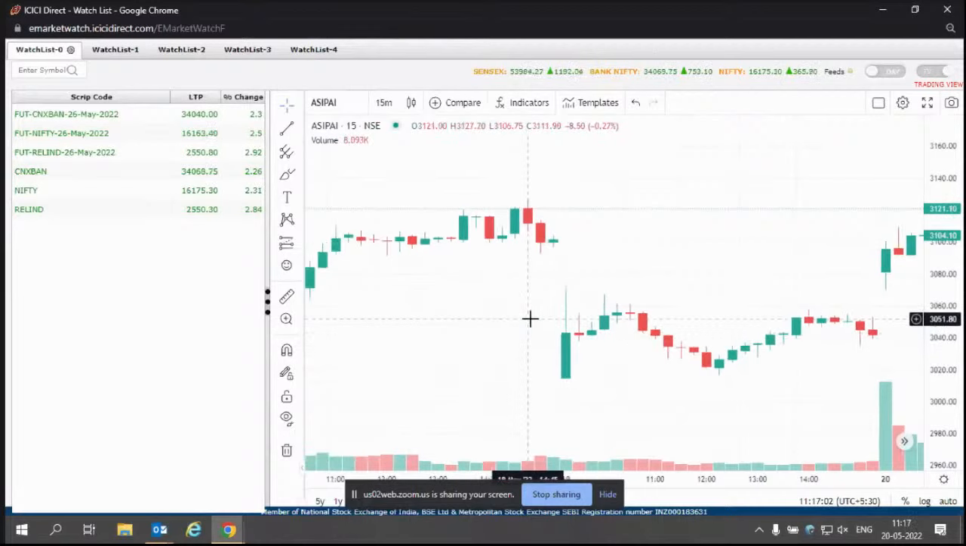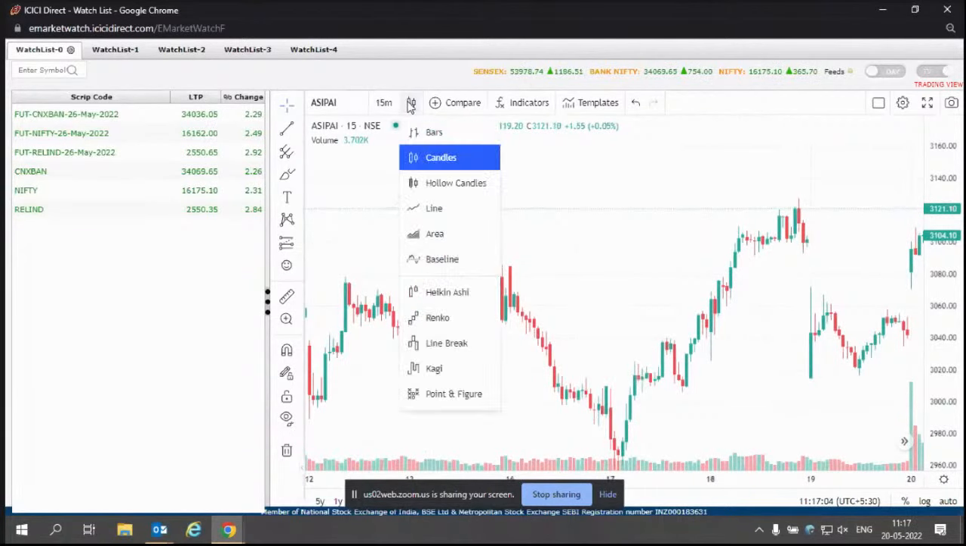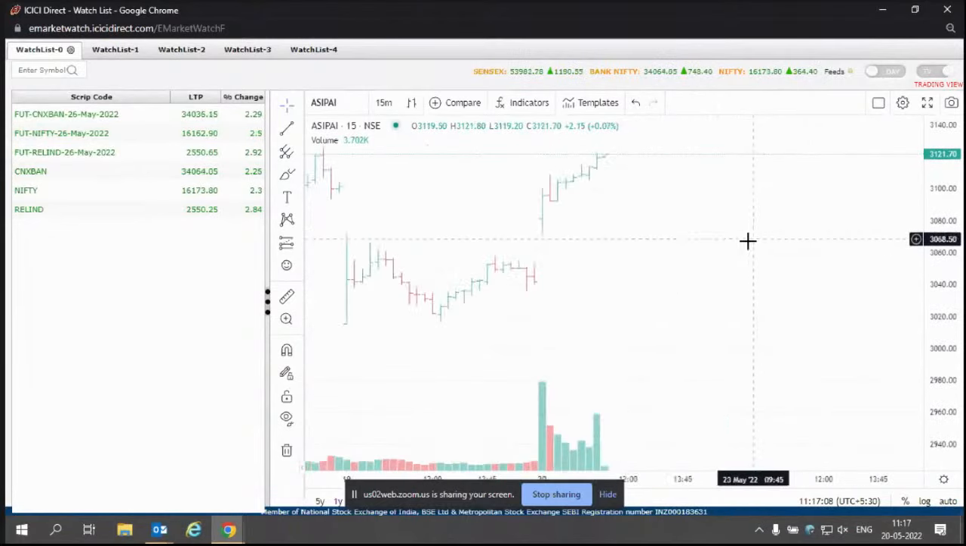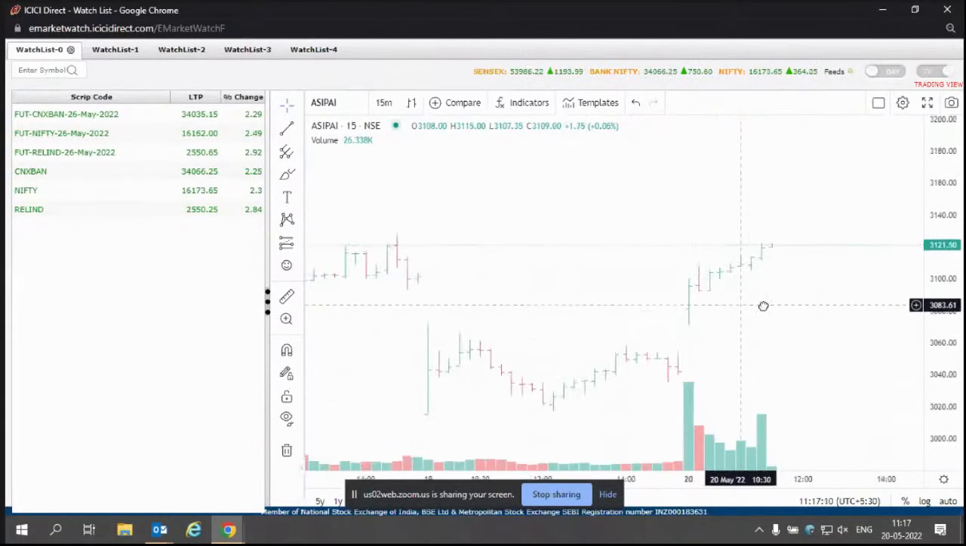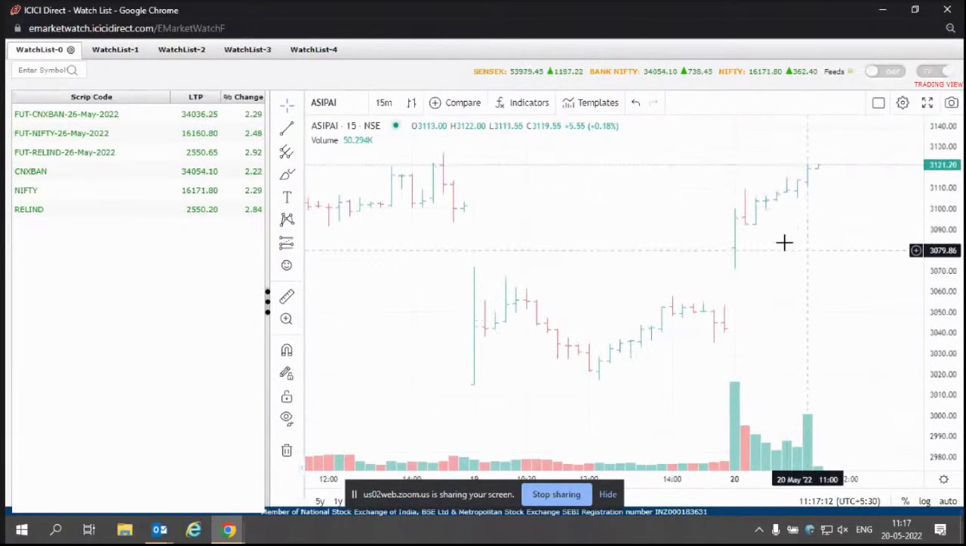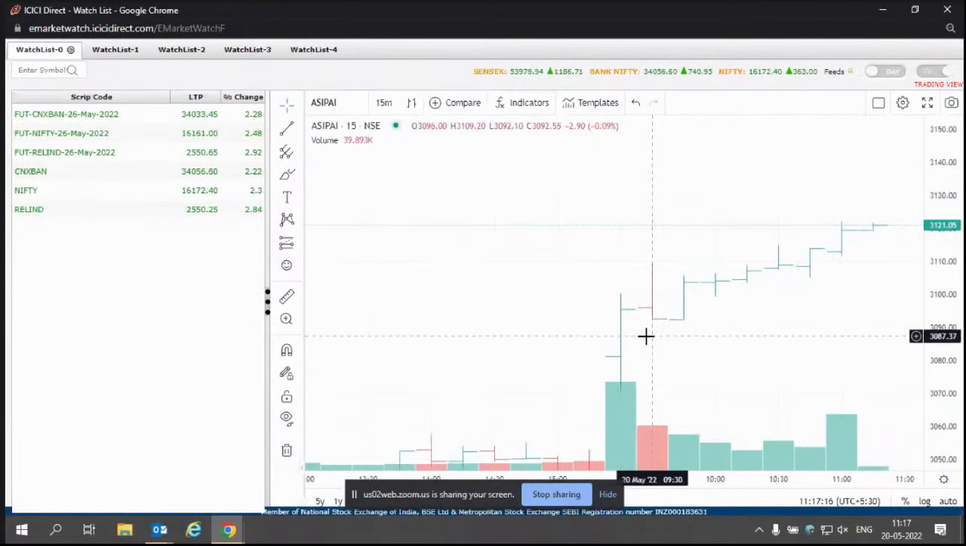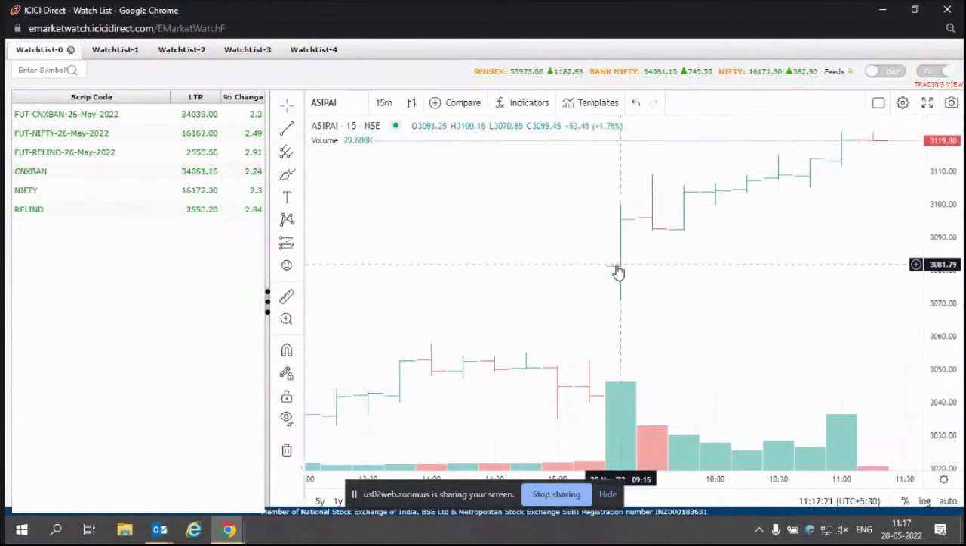The second chart is a bar chart. Now, a bar chart shows you the open, high, low, and close for a specified period of time. The vertical line on the price bar chart shows the high and the low for the period, and the left and the right horizontal ticks on each price bar represent the open and the closing price of that particular day.